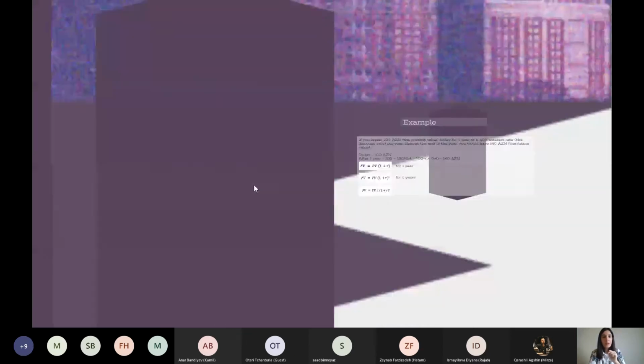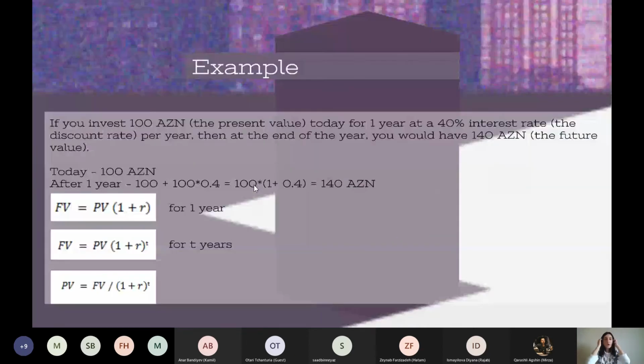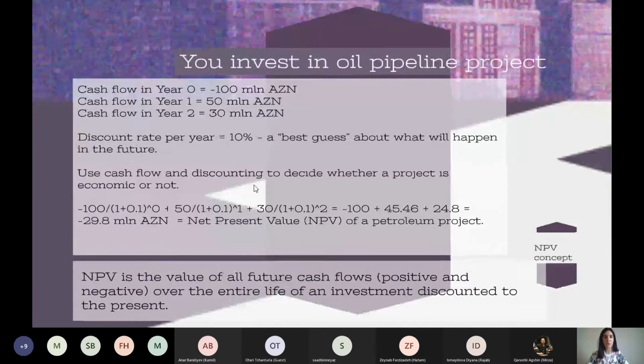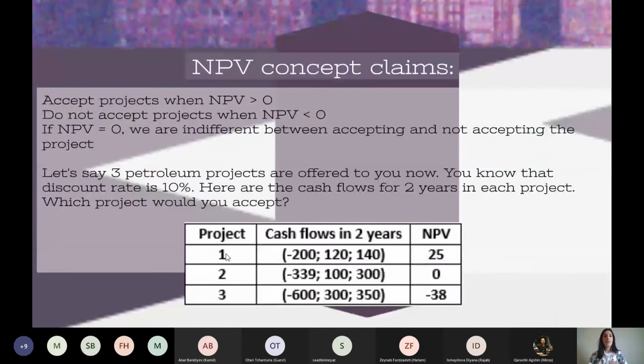So we have 3 petroleum projects here, as you see. Project 1, Project 2, Project 3. They're offered to you now. And you know that discount rate is 10%. Again, you make some research and you understand that, yeah, discount rate is 10%. So before starting, I would like to say how you can find an appropriate discount rate. As I said, there's no exact discount rate.